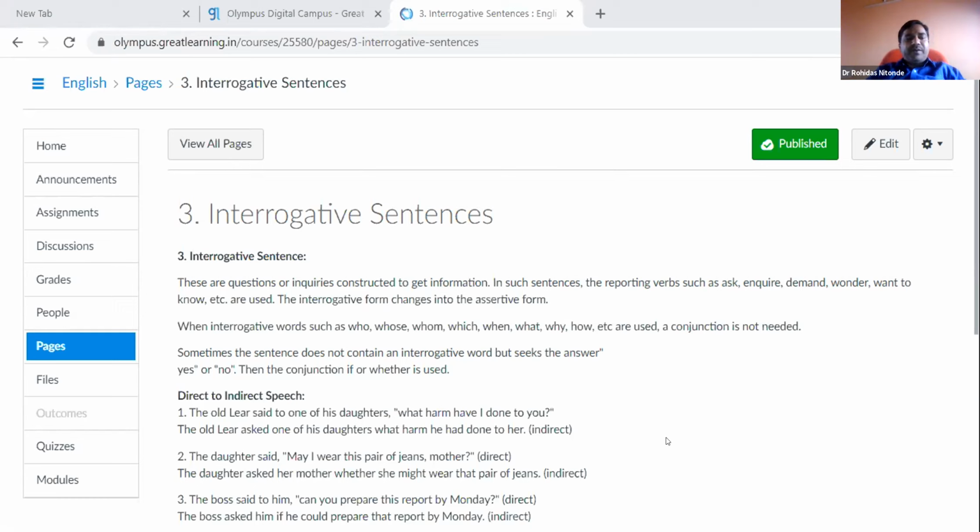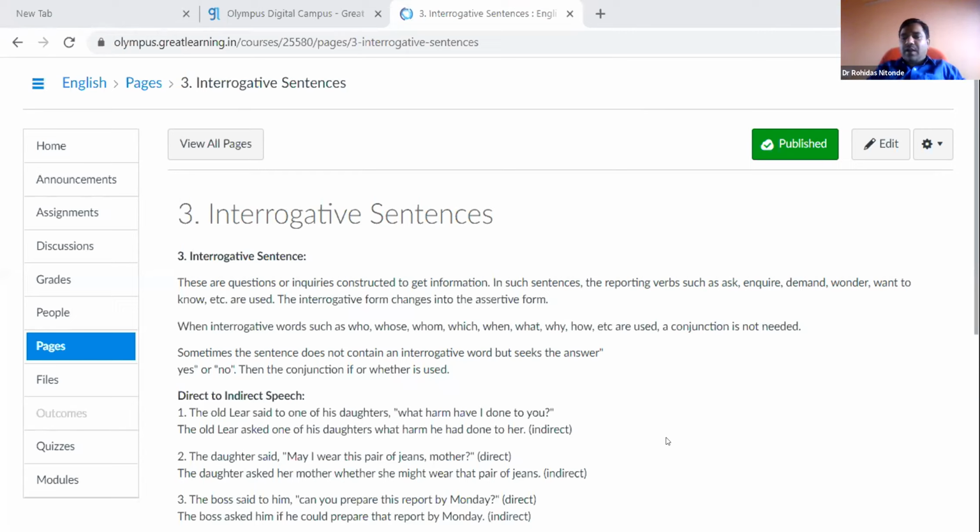So when interrogative words such as who, whose, whom, which, when, where, what, why, how, etc. are used, a conjunction is not needed. And when there are yes or no type questions, then we need a conjunction, and that time we use either if or whether as a conjunction to combine the two clauses together and make a single sentence. Okay, and this is the basic primary thing that you should know about interrogative sentences.